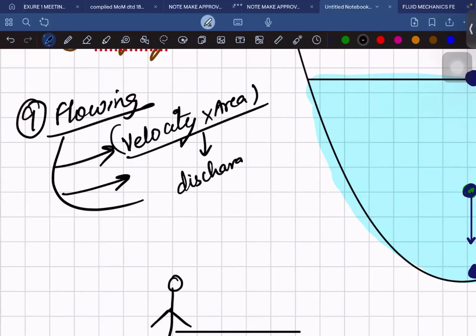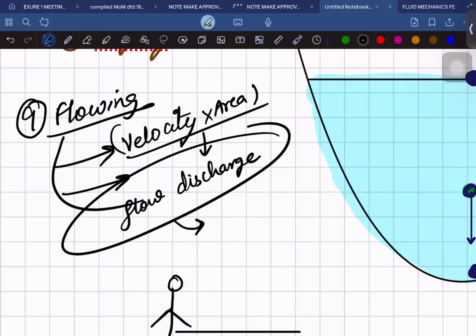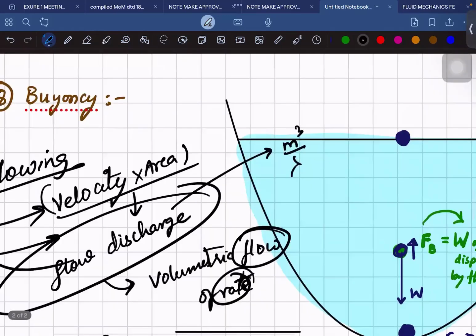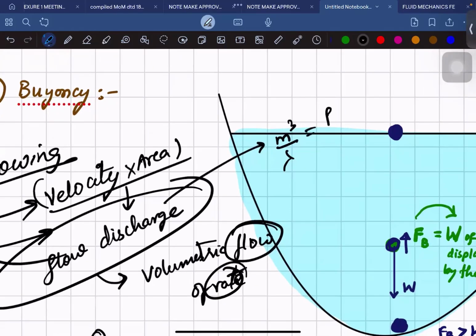Yes, we call it flow discharge, or we can call it the volumetric rate of flow. There are different names, but by the name itself you can understand. The rate of flow, that is flow per unit time, is known as discharge, and the discharge has units like meter cube per second, or cubic feet per second, and so on. So this is discharge.